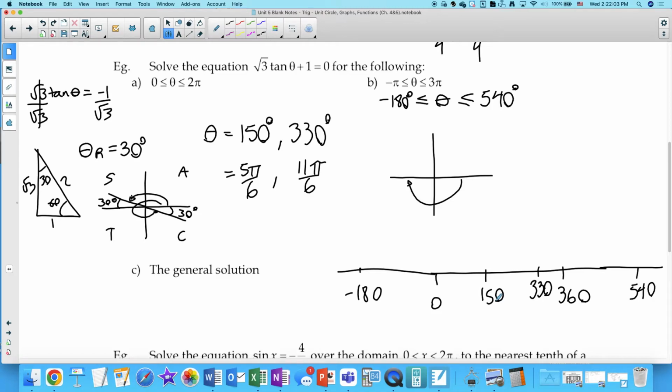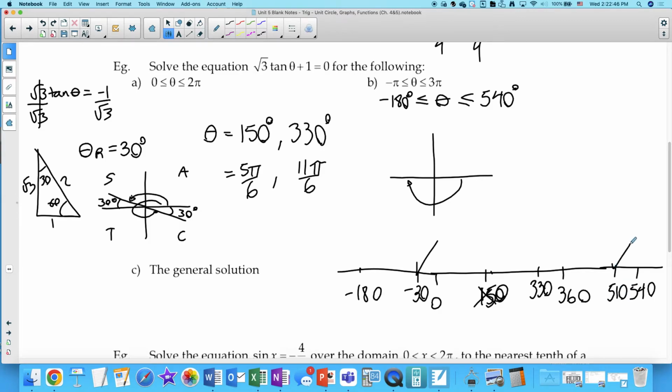Okay, so if I start with 150 and subtract 360, 150 minus 360 is negative 210. So I can't use this one in this part. Okay, if I take 330 though, and I subtract 360 degrees, that's okay. That's negative 30. So that one's good. Okay. Now I can also try and add 360. So if I start with 150 and I add 360, that is what? 150 plus 360 is 510? That's okay.